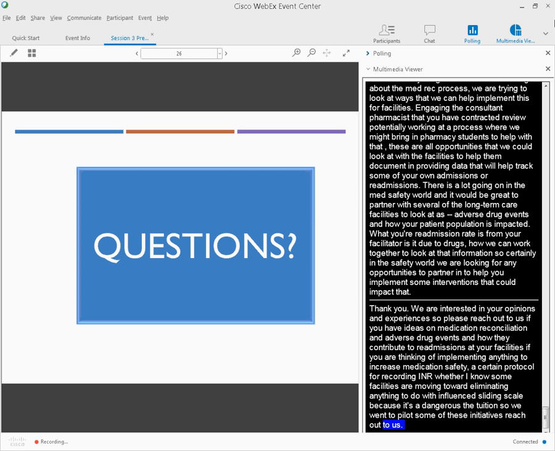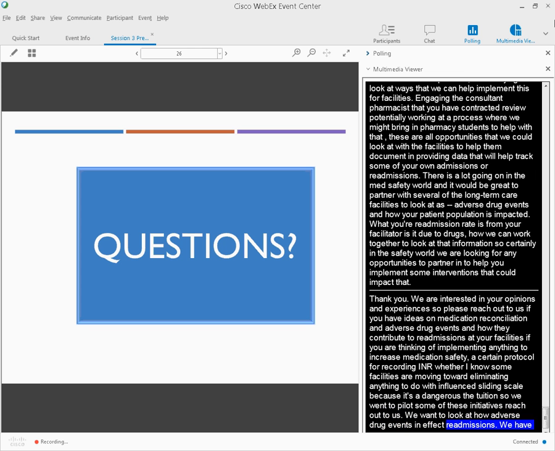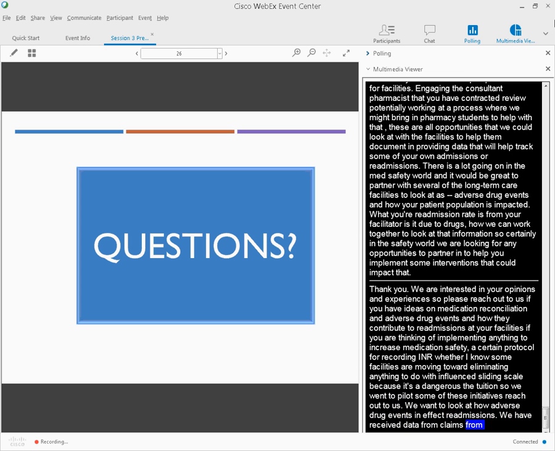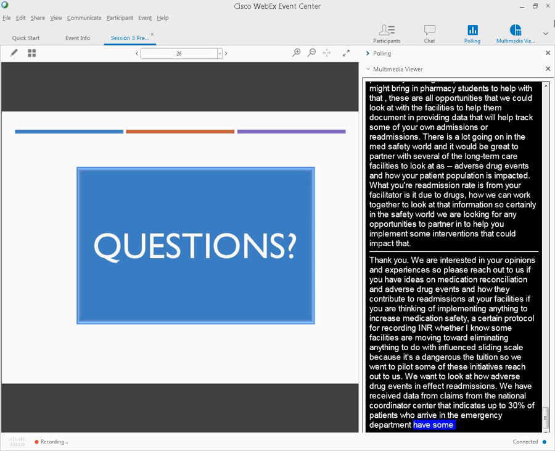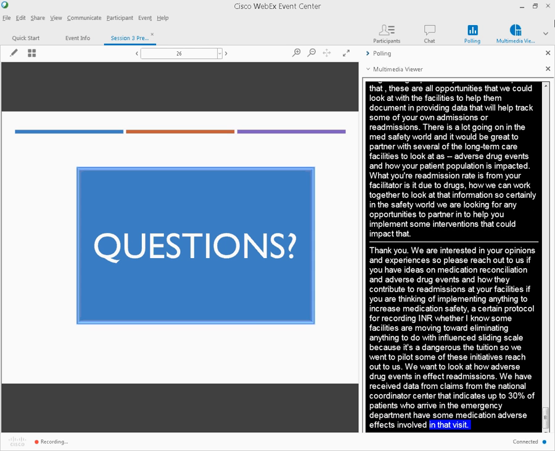We're very interested in looking at how adverse drug events affect readmissions. We have received some data from claims from the National Coordinating Center that indicates up to 30% of patients who arrive in the emergency department have some medication adverse effect involved in that visit. So that's big. That's a big chunk of our readmissions. So do think of that.